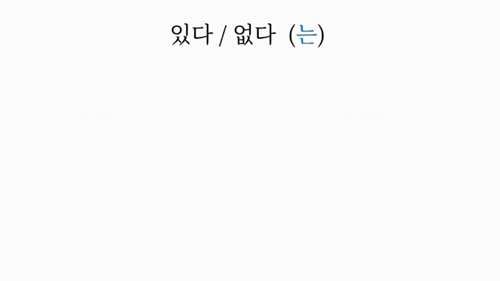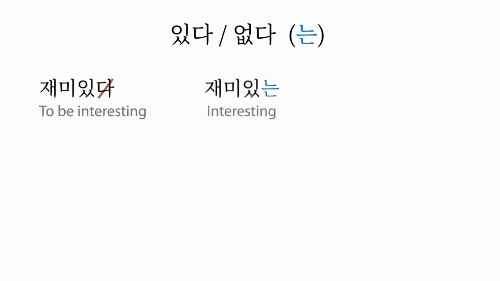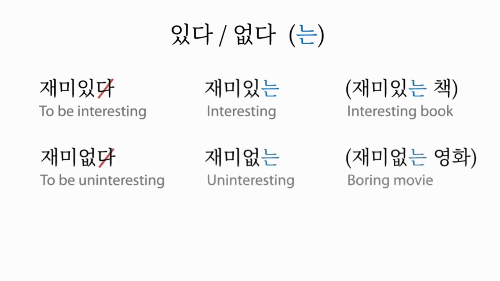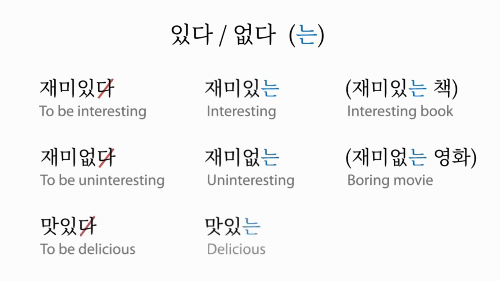Some adjectives end with 있다, 없다. For these adjectives, remove the 다 and add 는. For example, 재미있다, 재미있는, 재미있는 책. 재미없다, 재미없는, 재미없는 영화. 맛있다, 맛있는, 맛있는 과일. There are also irregular adjectives.